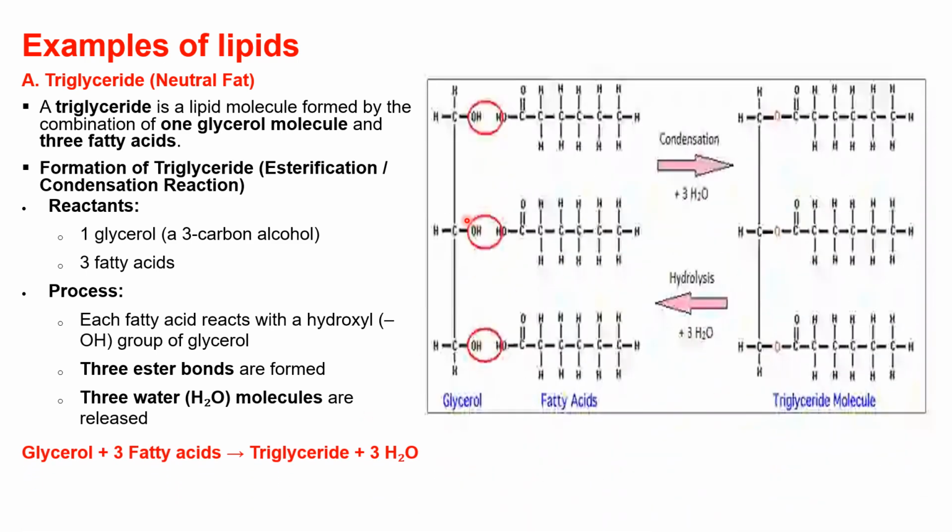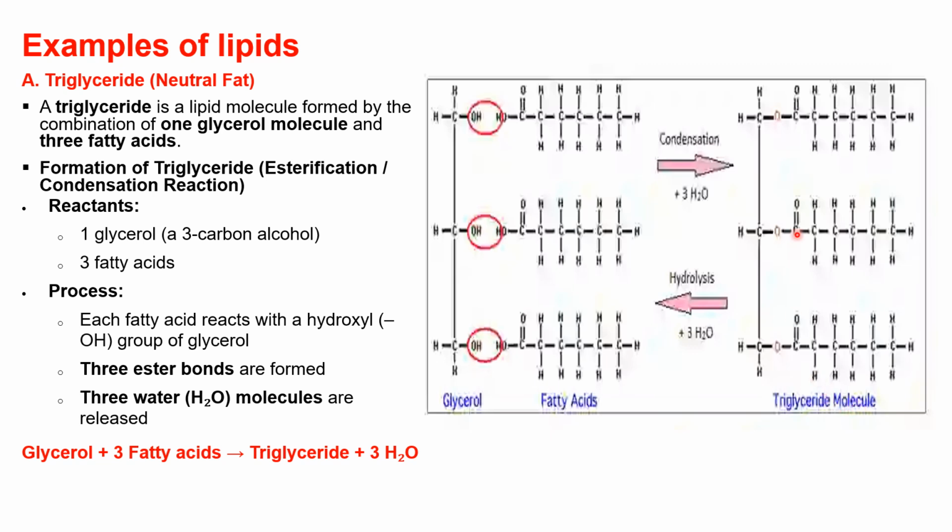Let us see this structure. Here, this one is the glycerol. And this glycerol is a 3 carbon alcohol, that is, it contains 3 hydroxyl groups. But these are fatty acids. 3 fatty acids, one by one, come to attach to the hydroxyl groups of glycerol, and they form the ester bond. As a result, 3 water molecules are released by that process, so-called condensation. Then the triglyceride molecule is formed.